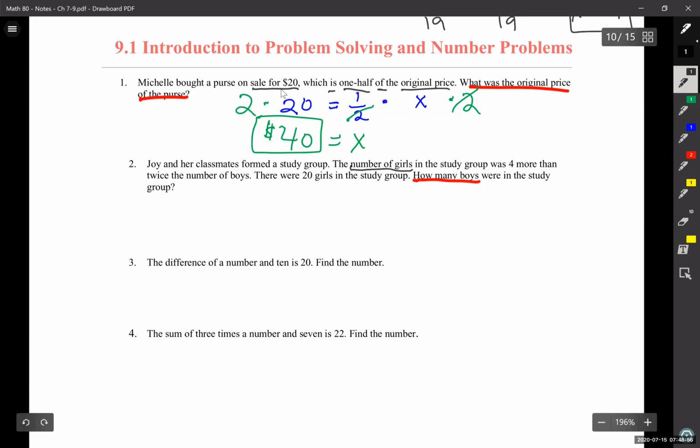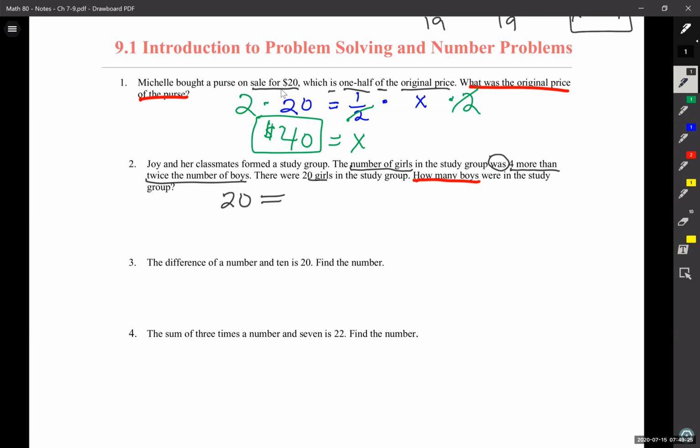The number of girls, here's our verb, was. Was means the same thing as is for math. It's our verb. And then it says 4 more than twice the number of boys. So those are our key parts. So number of girls we know is 20, because it told us that in the problem. Then we have our was, which is our equal sign.